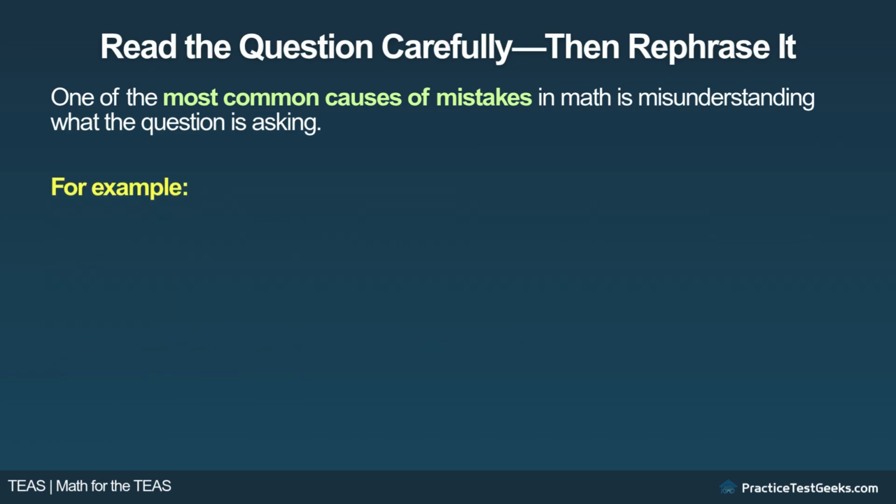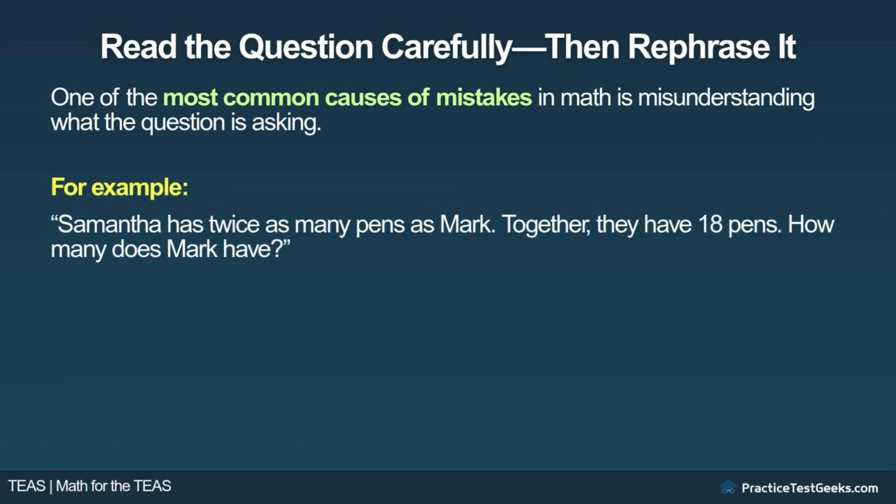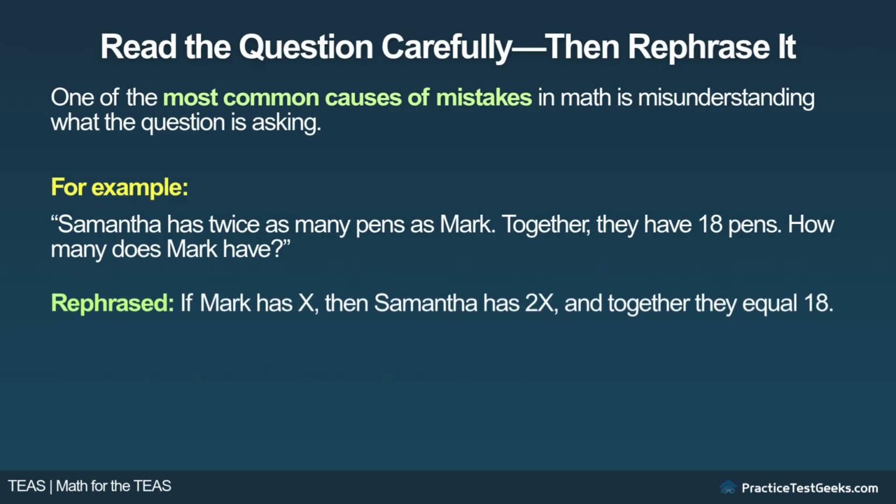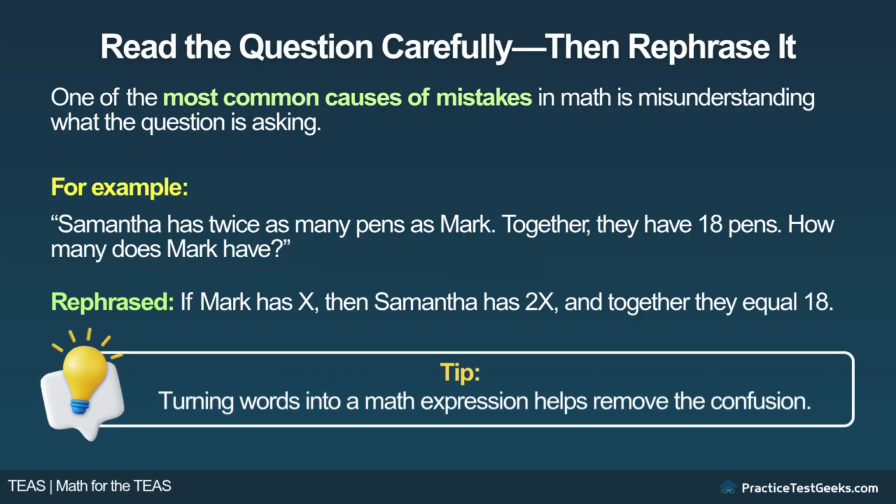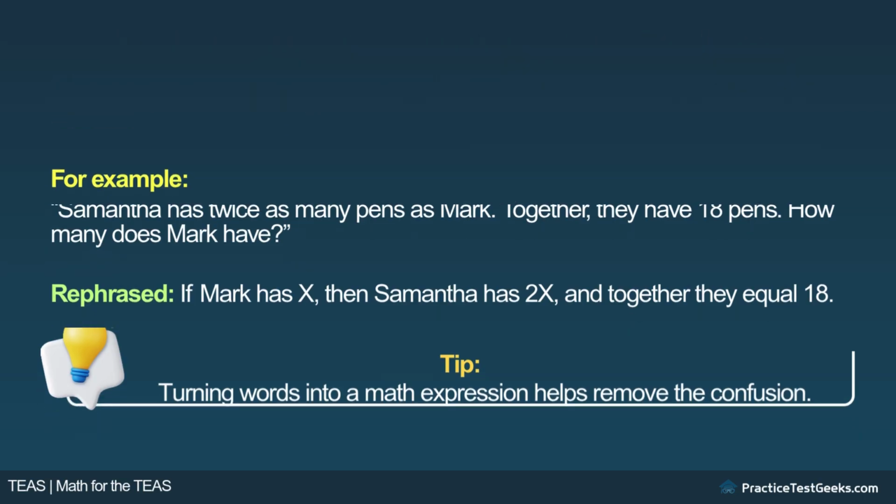For example, Samantha has twice as many pens as Mark. Together, they have 18 pens. Rephrase it. If Mark has X, Samantha has 2X, and together they equal 18, so you solve for X. Tip: turning words into a math expression helps remove the confusion. This makes it easier to solve step by step, especially on longer word problems.